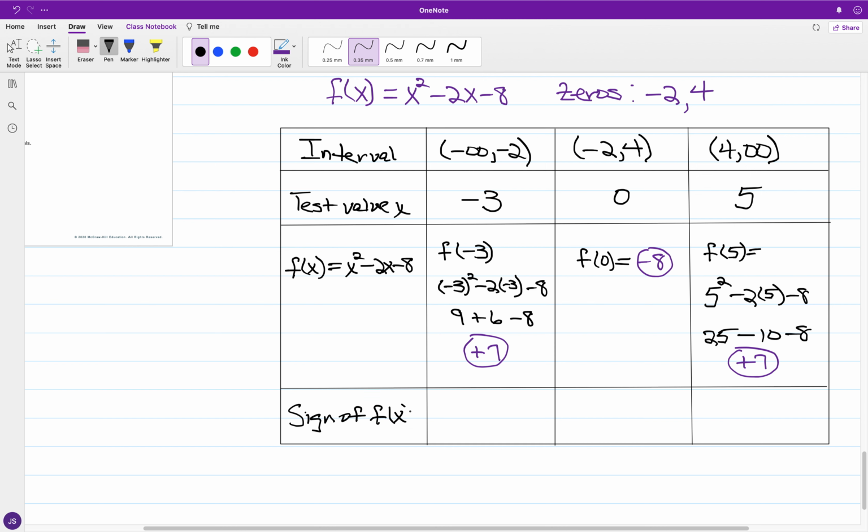And for the sign of f of x, anything selected for the input that is less than -2, the output is positive. So we will have f of x is greater than 0. Then for the next, we have a negative output, so we have f of x is less than 0. Then for the last, I have a positive output again. So we have f of x is greater than 0.